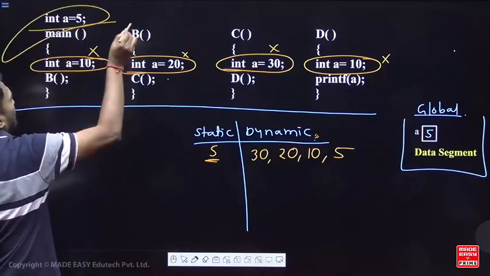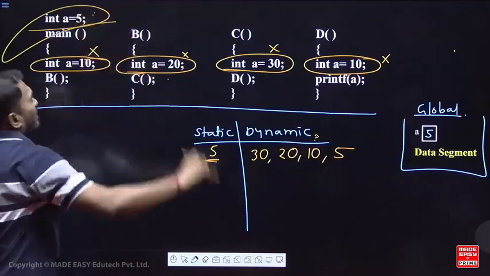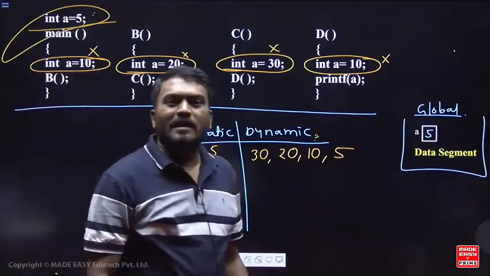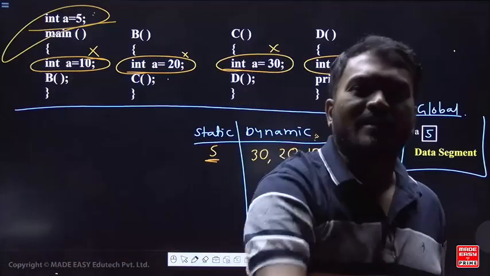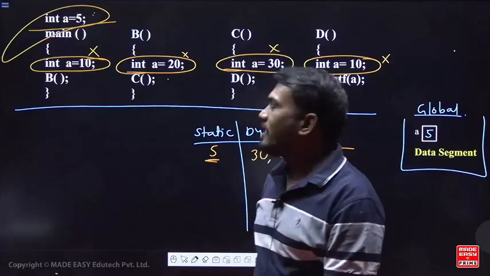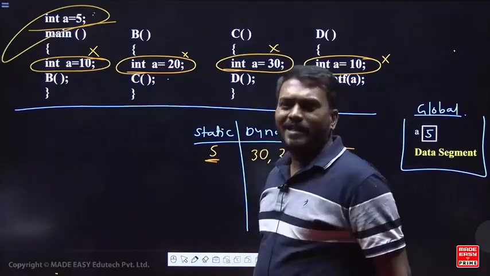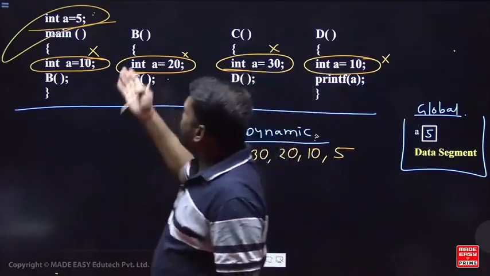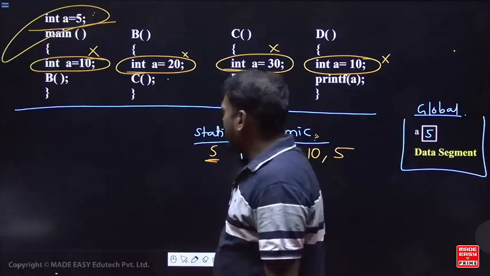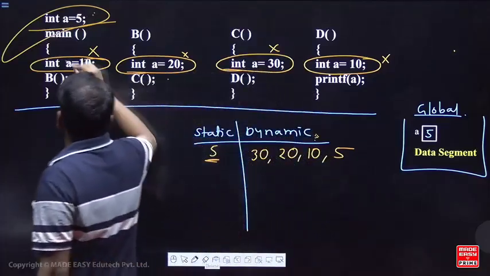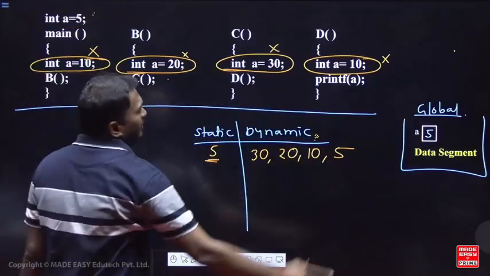If this is also not there, okay, what will it print? Intelligent fellows, it will give you an error. No variable declared. Yes or no? Is that clear? Undefined variable A. If this is also not there, that will give you an error. Is that clear? Right. So is this clear for everyone now?